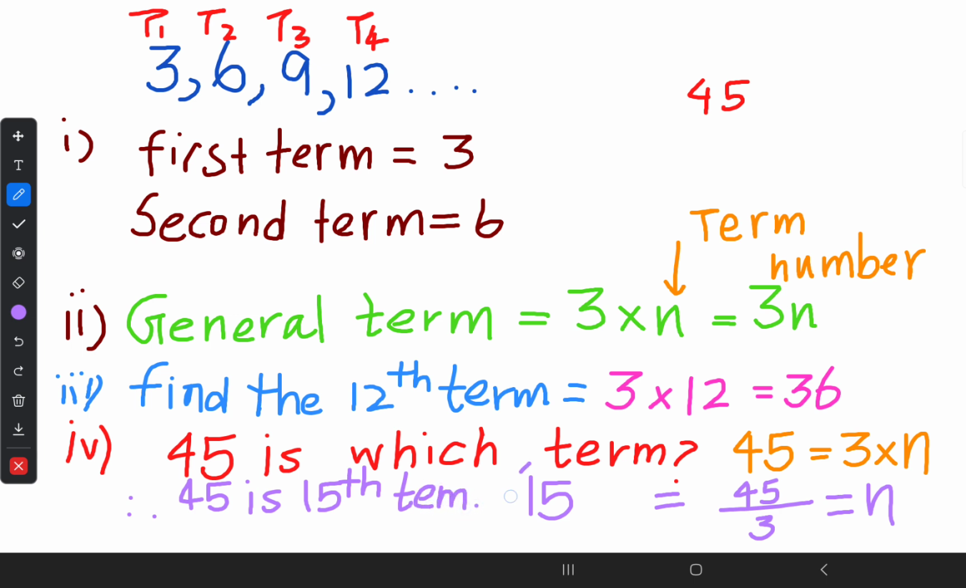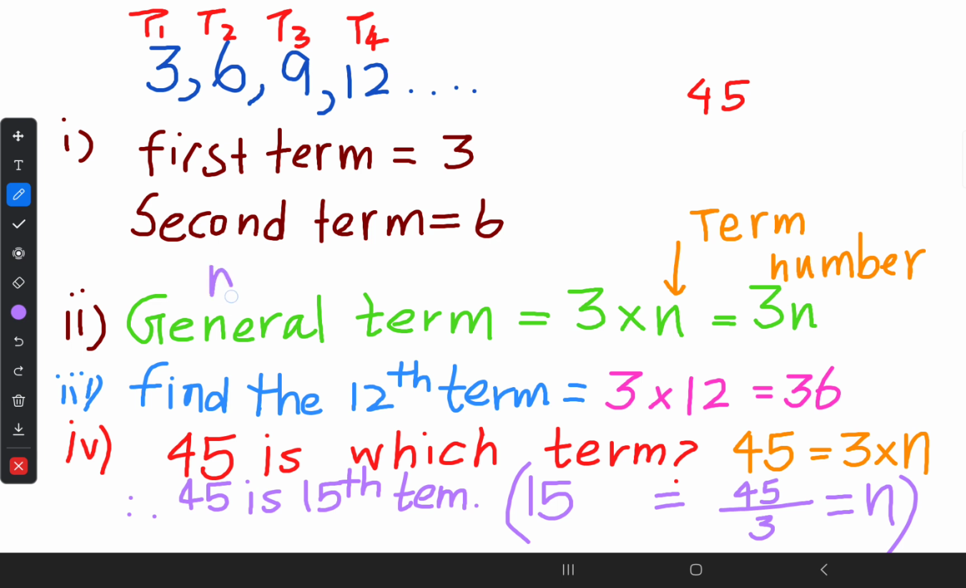I'll explain once more, a short recap. To find the first term and second term by looking at this sequence, you can directly write that. To find the general term, look at the difference between upcoming terms. That is 3. So 3 multiplied with n. To find the general term, we usually use the simple letter n. General term, common term, or else we can use the name nth term.